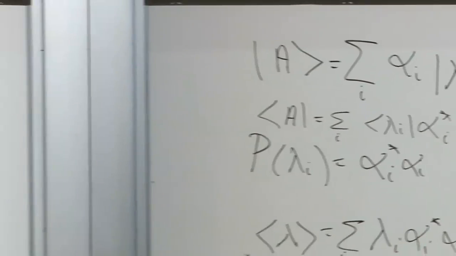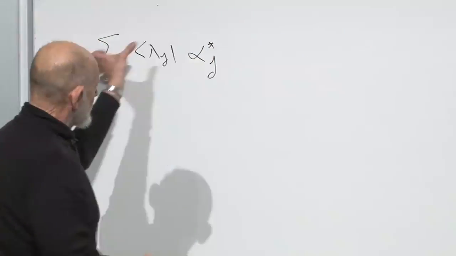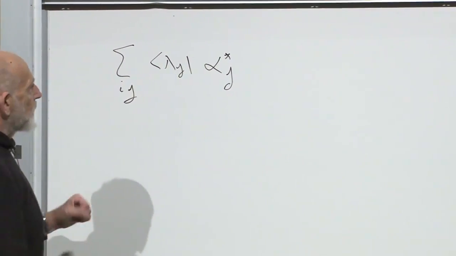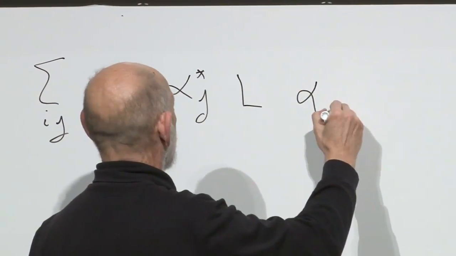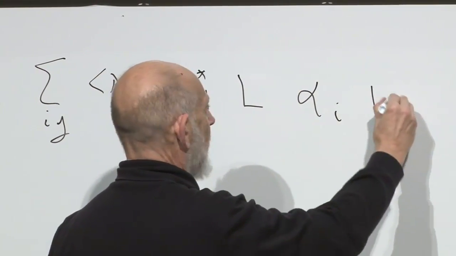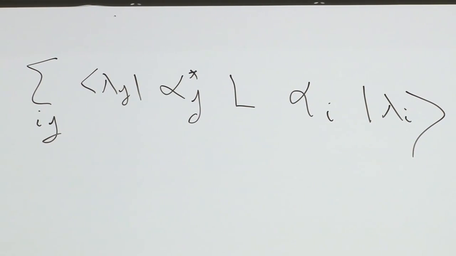Lambda sub J, alpha star J. This is the bra vector A, and then we put L there, and then we put the ket vector alpha I, lambda I. Just pure plug-inology.